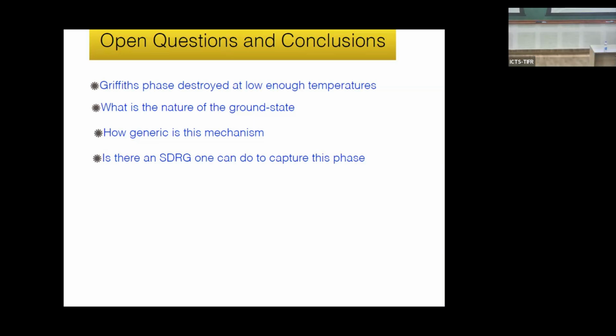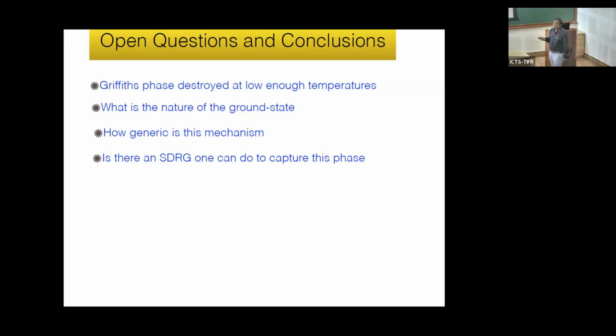No other Griffiths experiment has seen this thing yet. So what we have found in this case is that the Griffiths phase essentially is destroyed at extremely low temperatures. What we don't know is what is the nature of the ground state. I have not said anything about the nature of the ground state. I've just said that there's a possibility that the infinite randomness fixed point is destroyed. But what is the ground state? Is this an anomalous metal? What is it? We don't know.